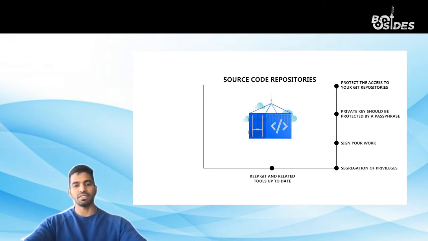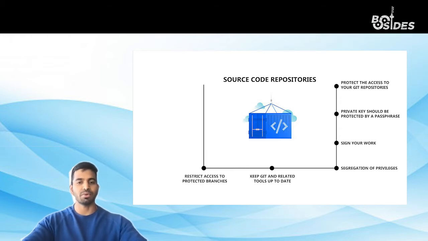Keep Git and related tools up to date. As is true of software in general, Git is not perfect and can be impacted by vulnerabilities. The recent vulnerability is a good example of this, allowing attackers to craft a malicious Git repository leading to remote code execution when cloned by someone. Any Git-related tool can be impacted by similar issues, and they all need to be kept up to date.